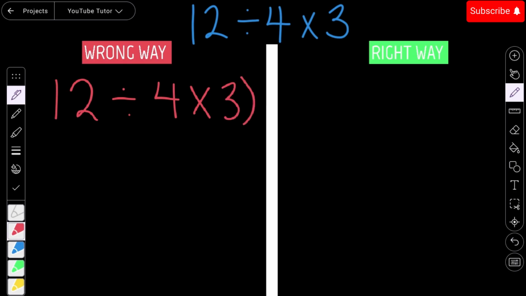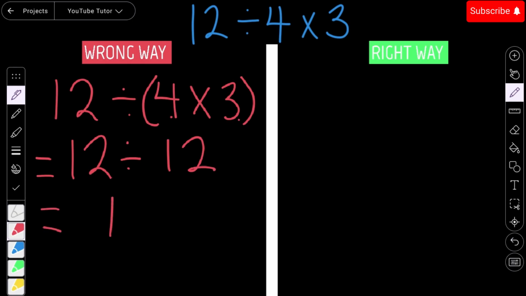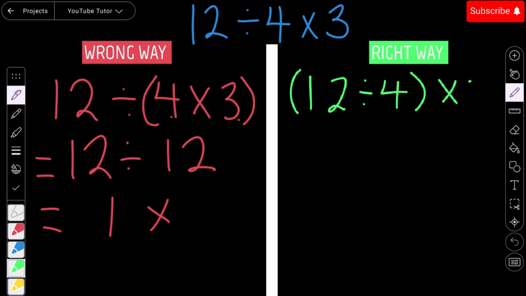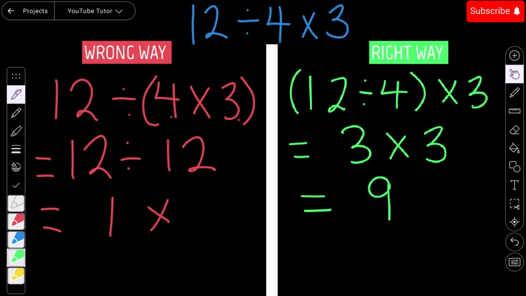And if you put this in parentheses, we are going to get 12 divided by 4 times 3, which also gives us 12. And basically 12 divided by 12 gives you 1. But this is totally wrong as well. So let me show you why. The right way to do that is putting the 12 divided by 4 in parentheses first and now multiplying all by 3. So 12 divided by 4 gives you 3, times the final 3, and 3 times 3 ends up giving us 9. So that is the right way.